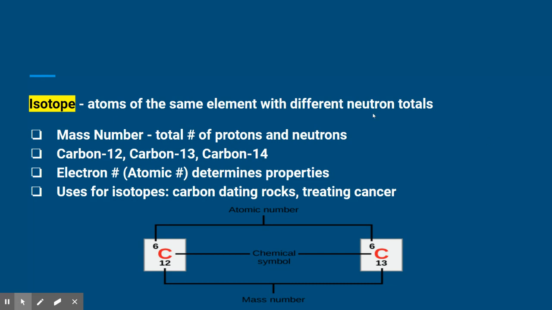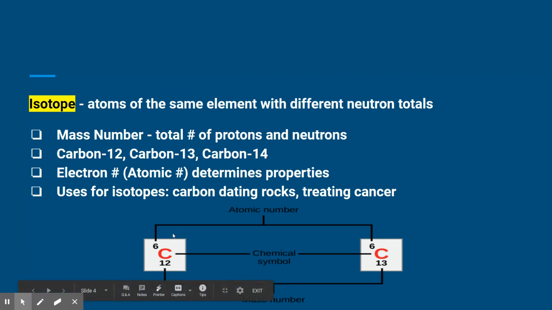Okay, so for instance, in carbon, we have three isotopes: carbon 12, carbon 13, and carbon 14. Those numbers refer to their total mass. Since the protons, which are based on the atomic number, always need to remain at 6 for carbon, yet the neutrons can vary, we can get different types of carbon.